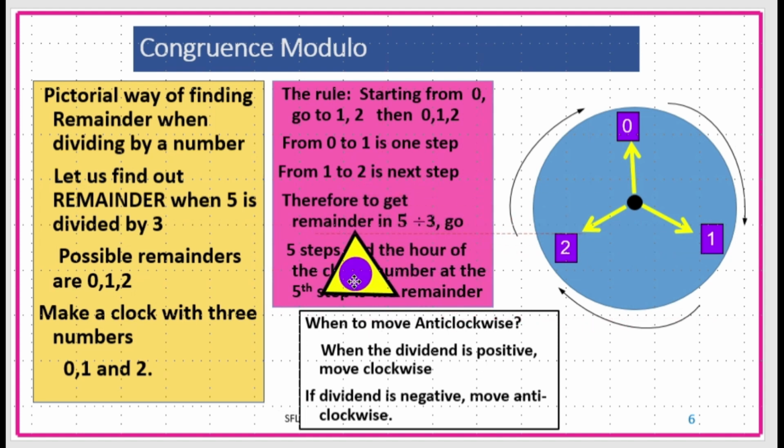Therefore, to get the remainder in 5 divided by 3, go 5 steps, and the number on the clock at the 5th step is the remainder. From 0, we make 5 steps clockwise. 1, 2, 3, 4, at the 5th step we reach 2. Hence the remainder is 2. When do we move anti-clockwise? In the case of dividing a negative number, that is, when the dividend is negative, move anti-clockwise.